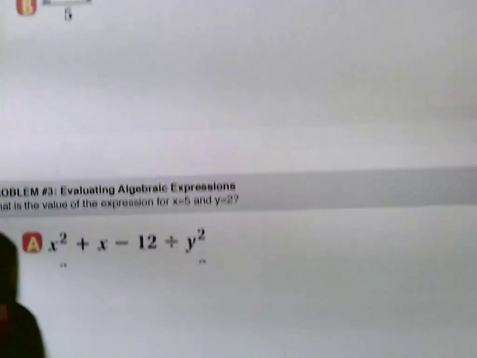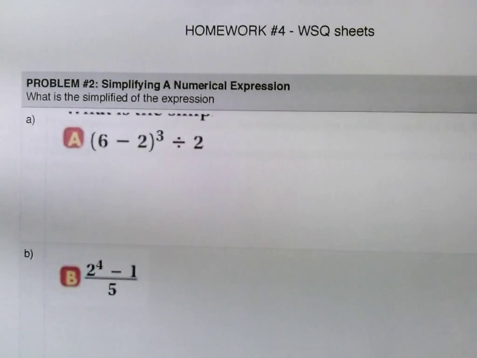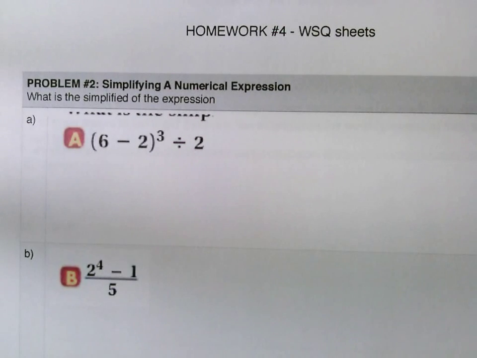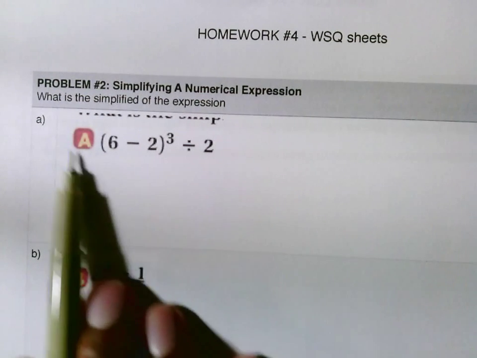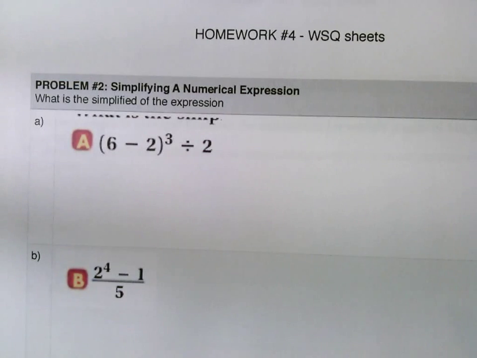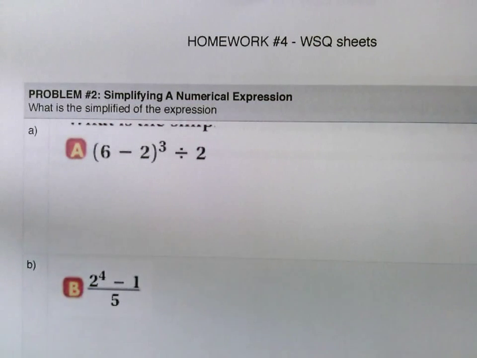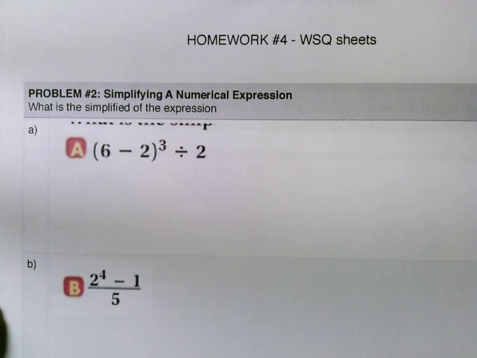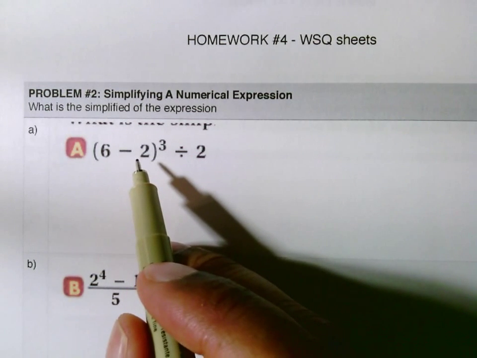So now let's take this, and for our second question, we're going to simplify a numerical expression. So once again, this is a numerical expression because we have only numbers. So now we're going to try to follow PEMDAS, or the order of operations. Now the first thing I do, my first step is look for any sort of parentheses. If I look here, I see that there are already parentheses.